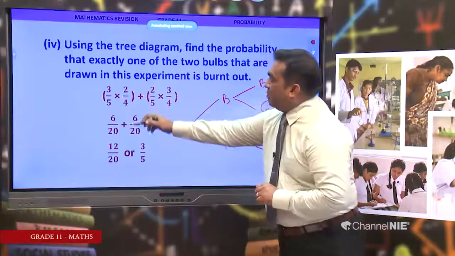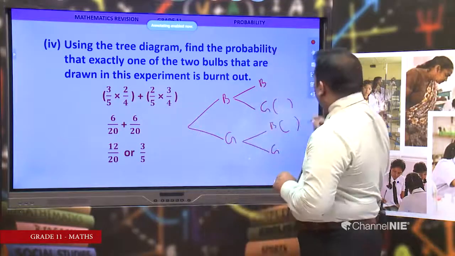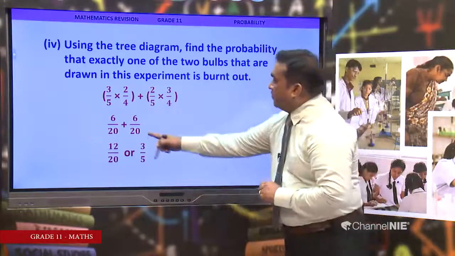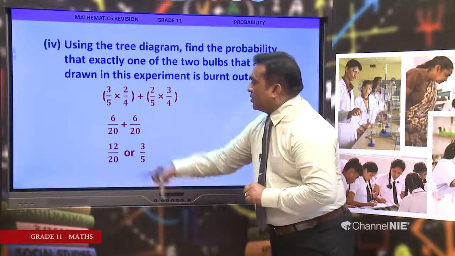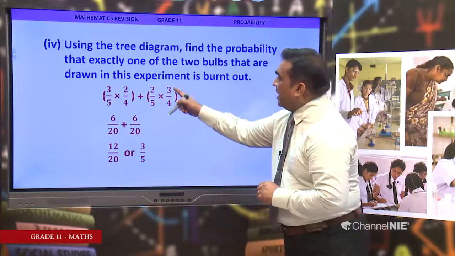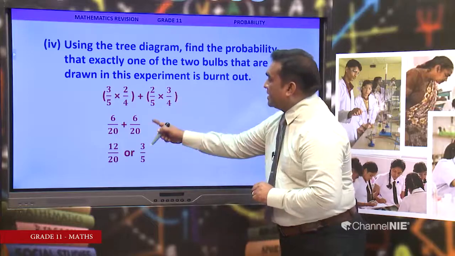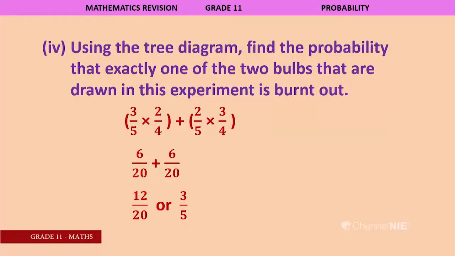3 over 5 multiplied by 2 over 4. Finally, you have 6 over 20. Here 2 over 5 multiplied by 3 over 4, 6 over 20. Then 12 over 20, or using your knowledge of equivalent fractions, the simplest form of this fraction is 3 over 5.